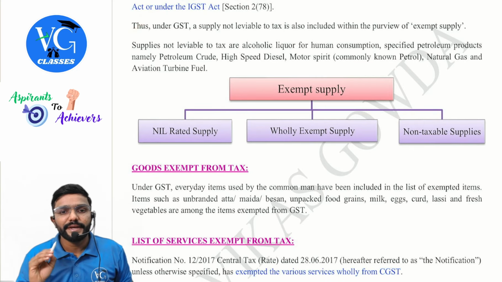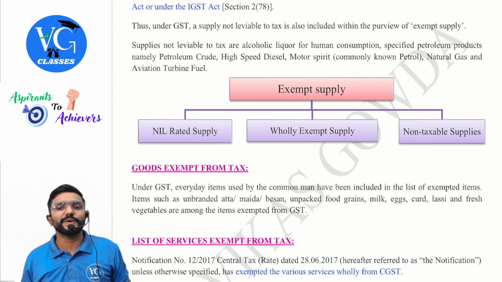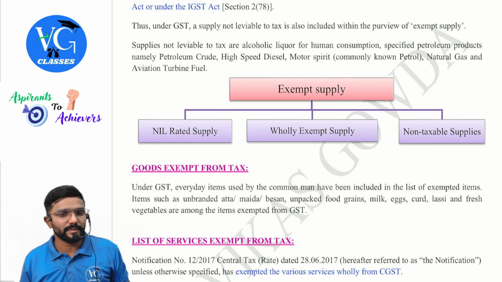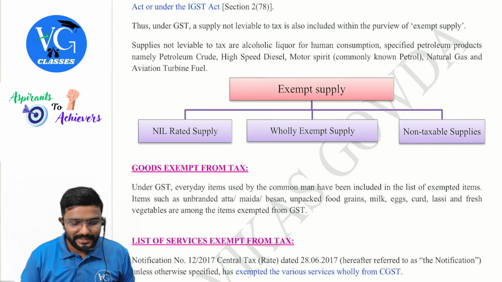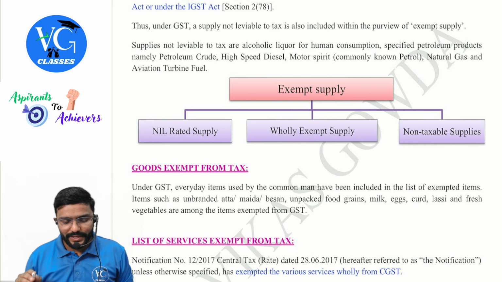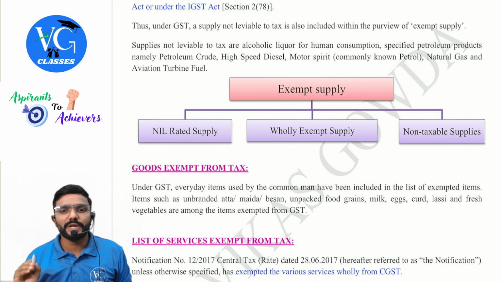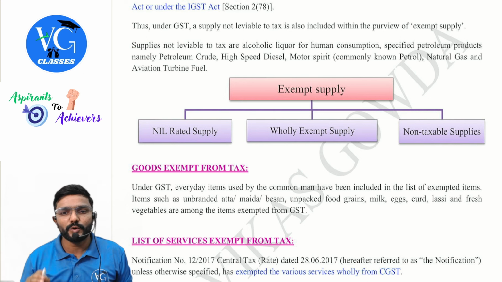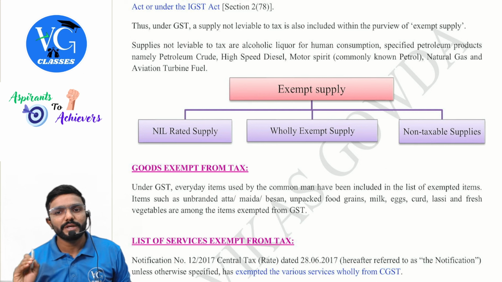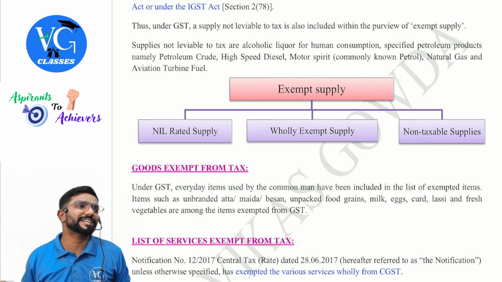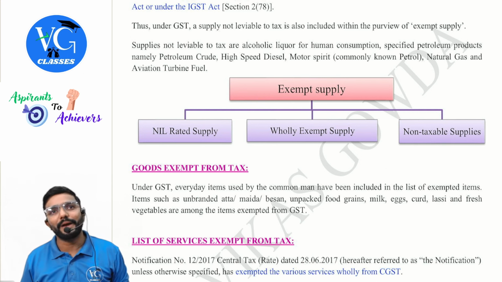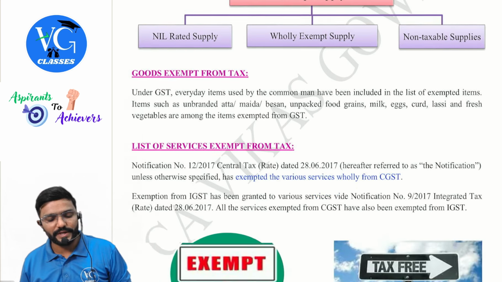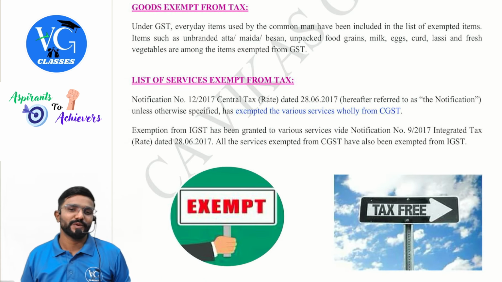Thus, under GST, a supply not liable to tax is also included within the purview of exempt supply. What are those non-taxable supplies, sir? Supplies not liable to tax are alcoholic liquor for human consumption, specified petroleum products, namely petroleum crude, high-speed diesel, motor spirit, commonly known as petrol, natural gas, and aviation turbine fuel, that is ATF. Okay, so now coming to the list.